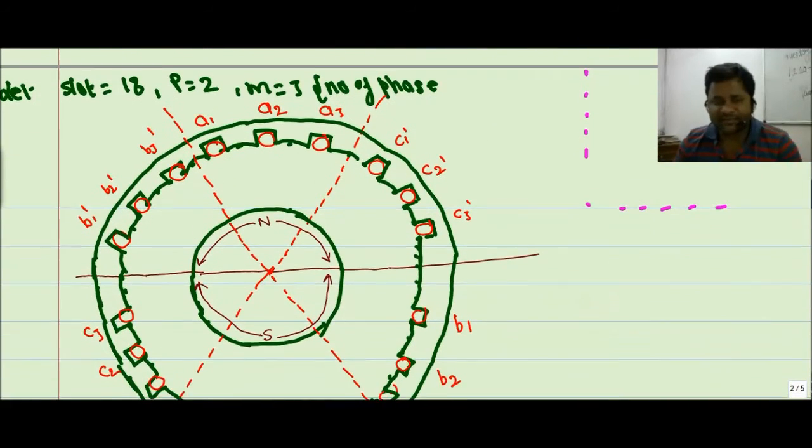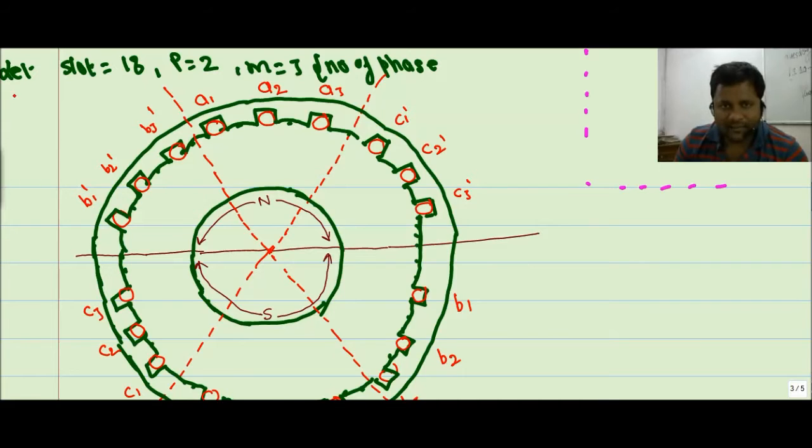Let us consider another case. This is an important case that we call the basic concept. The number of slots in a stator is 80. The machine is a 2-pole machine. If M equals 3, then the number of phases equals 3. Then we have to derive some relation, some concept from it. So just recall it.